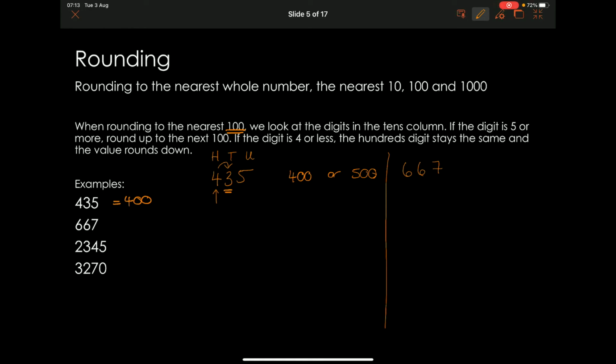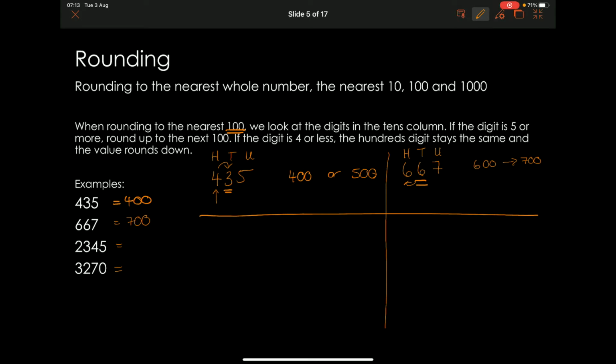667 then. Again, it's asking you, is it closer to 600 or 700? Hundreds, tens, units. Because we're rounding to the nearest 100, we look at the tens column. It's a 6. If it's 5 or above, we round up. Okay, so this 100 now becomes 7. 700. All right.